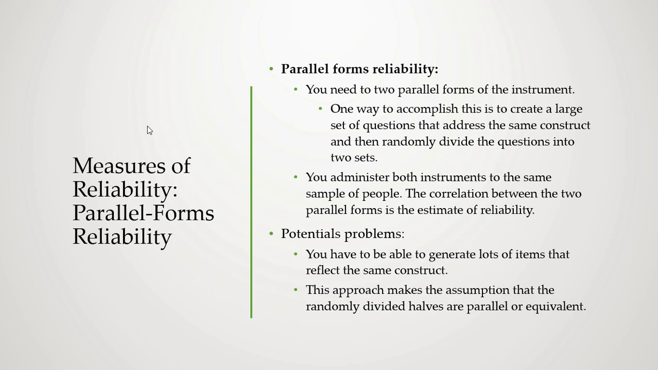Second is parallel form reliability. Parallel forms are defined as two forms or two separate survey instruments that contain different questions, but they measure the exact same thing. The same group of people take both forms, and then the correlation between their scores on the two instruments is the parallel form reliability. Higher correlation indicates better reliability.